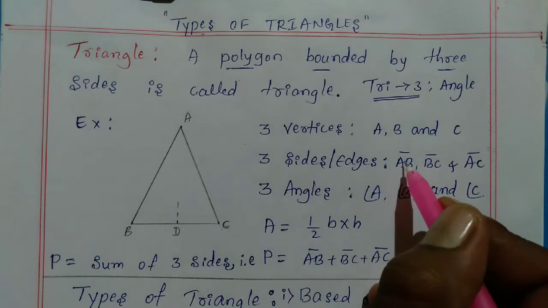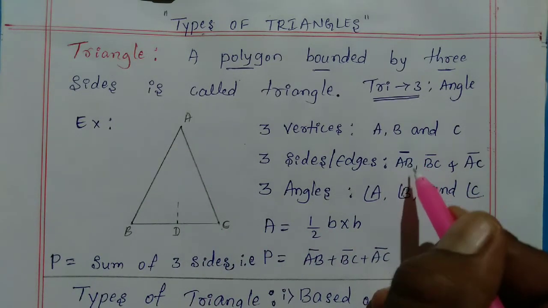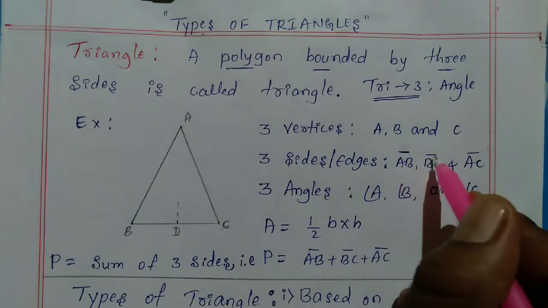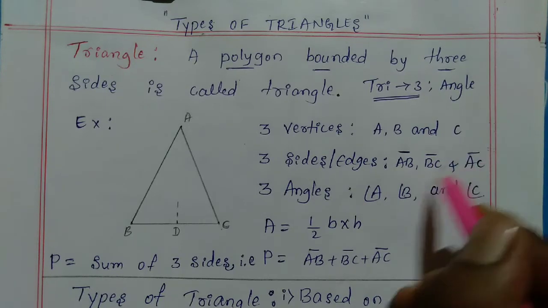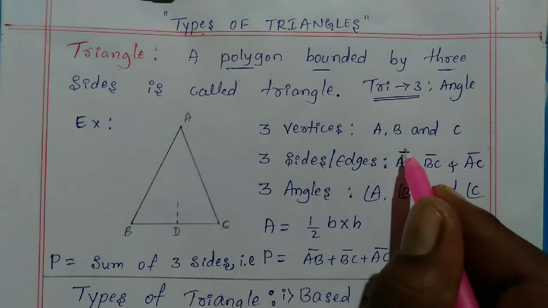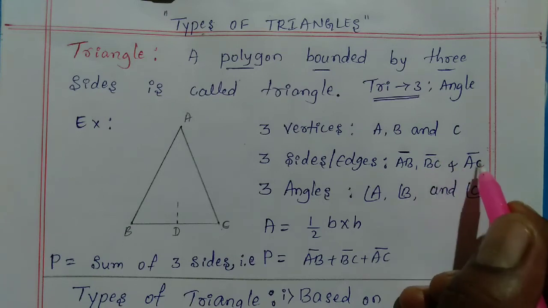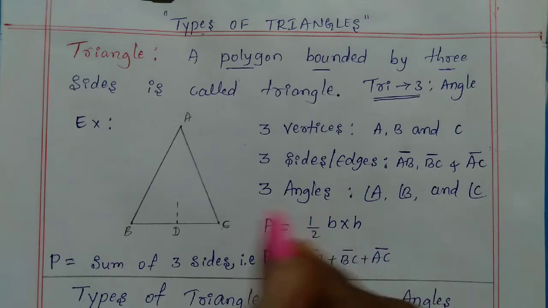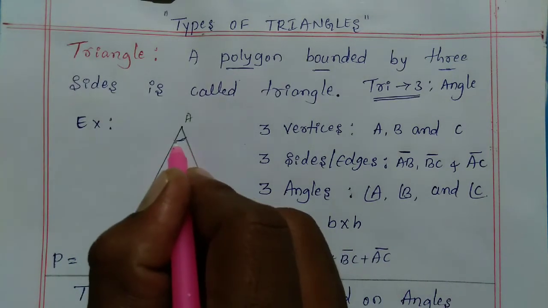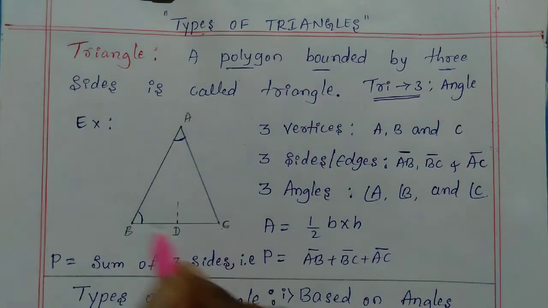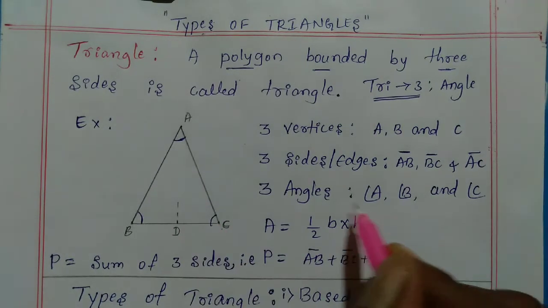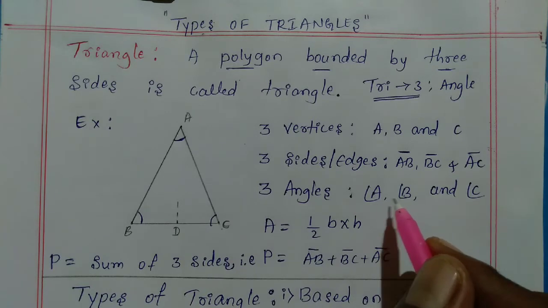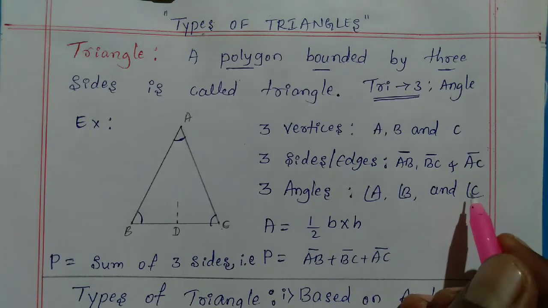You can represent sides by this symbol. So it means AB side, BC side and AC side. Next, the triangle contains three angles. This is one angle, that is angle A, this is angle B and this is angle C. So a triangle contains three angles: A, B and C.